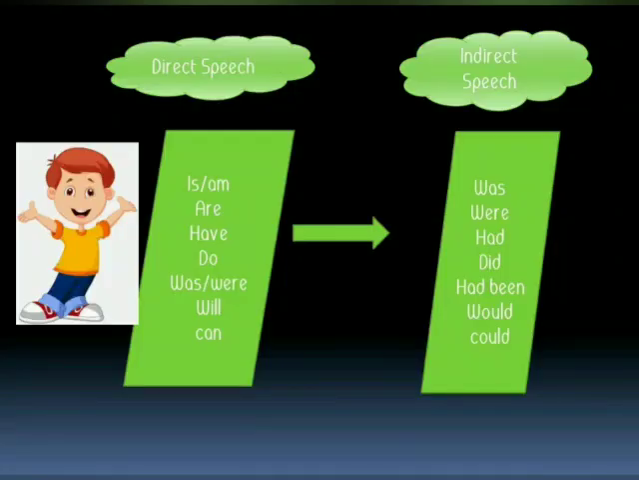From direct to indirect speech, I am or am is changed into was. Are is changed into were. Have to had. Do, did. Was or were, had been. Will, would. Can, could.